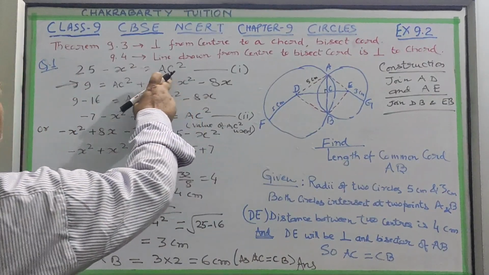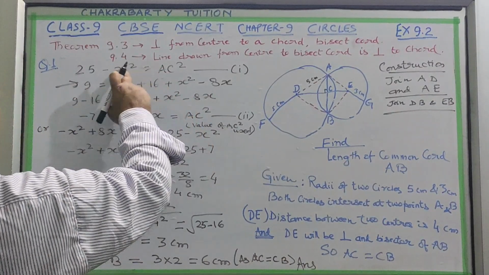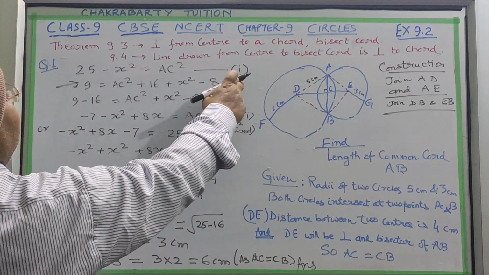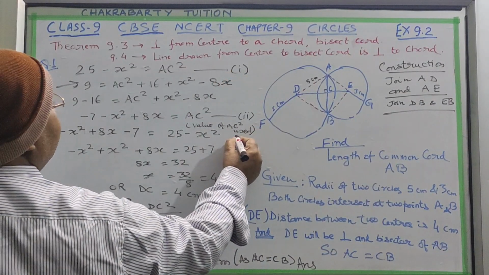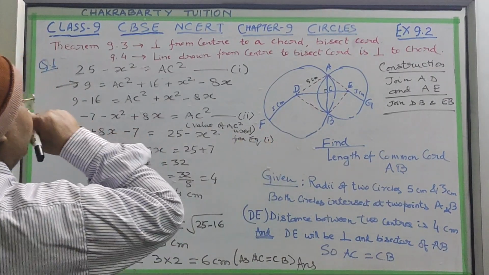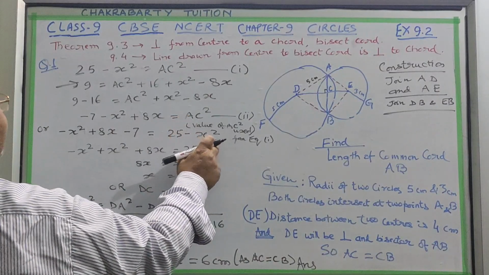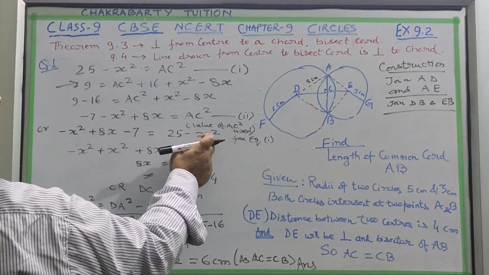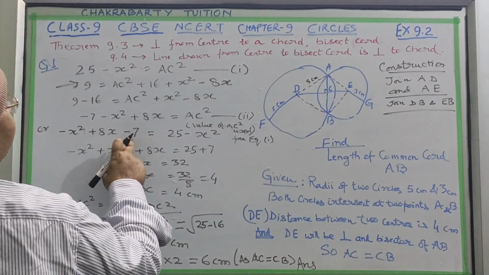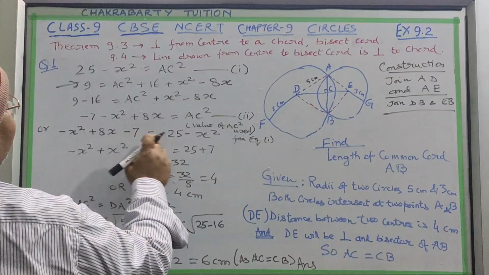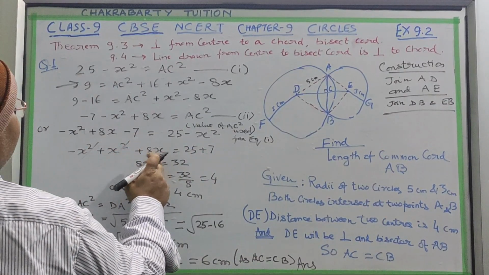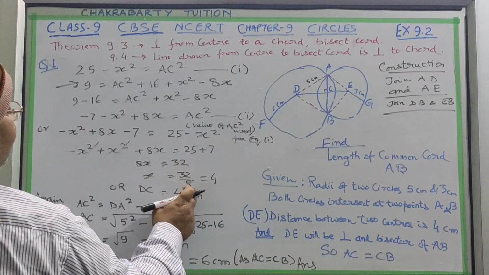Now AC square we have already proved, so in place of AC we can use this value also. So the value of AC square is used from equation 1. So we have put the value of AC. Now again we are transposing, so X square will come to this side, minus figure will become plus. And this 7 we are taking to the other side, so this minus figure will become plus. So this will cut off, this will go out, strike off. So 8x is equal to 32, x is equal to 4.